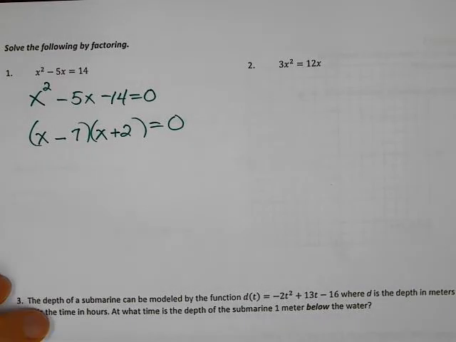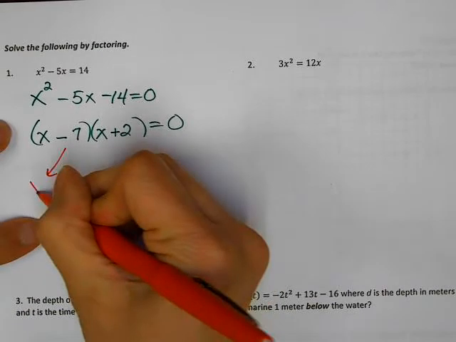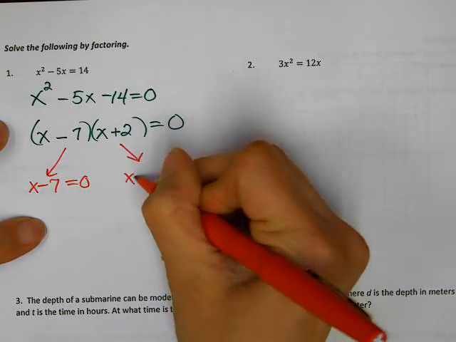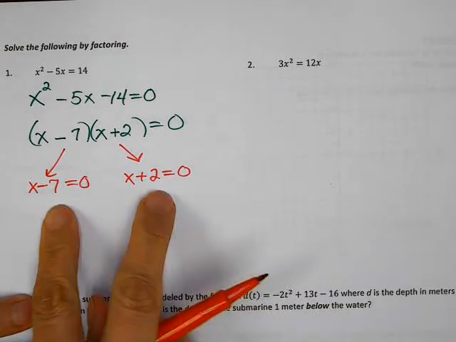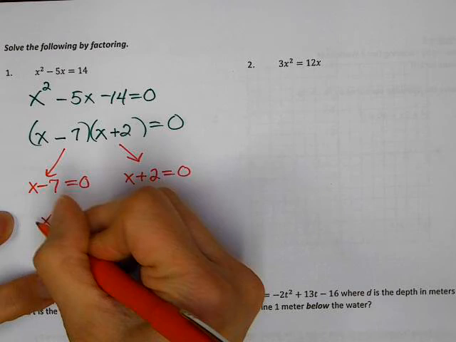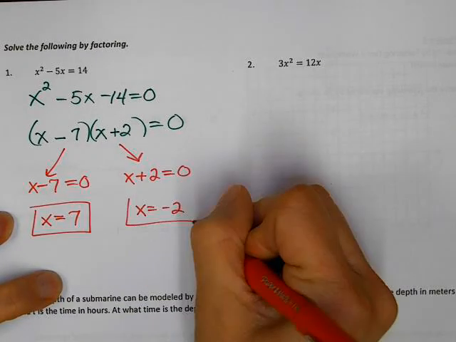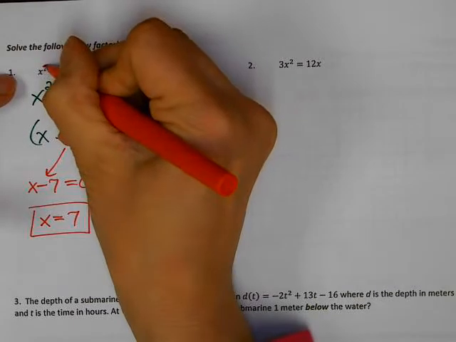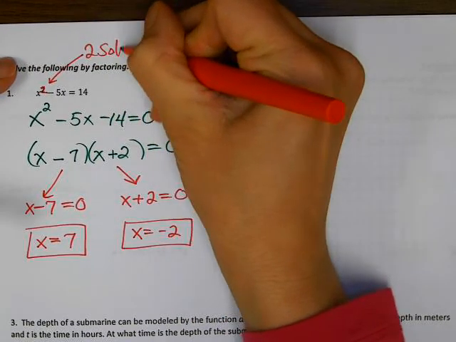Okay, come on back. Now that you have it factored, we're going to say that the first factor equals 0 or the second factor equals 0. And now we have 2 mini equations and we'll solve them. X equals 7 and x equals -2. Okay, remember, if it's a squared power, that means 2 solutions.